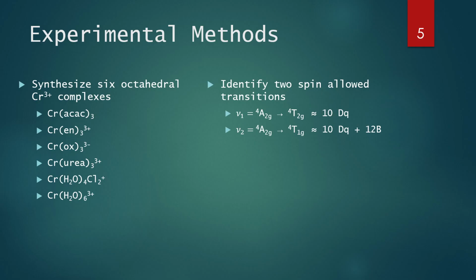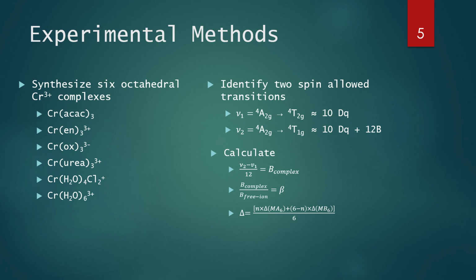Now, you might be wondering why the third one is left out. That is because it often falls into the UV region and is unresolvable. We can then calculate the Racah parameter for the complex using the following equation, and then we can compare it to the Racah parameter for the free ion, obtaining nephelauxetic parameter beta. For additional species that are not directly synthesized, we can use the rule of average environment to find species that we might find interesting, such as the hexachloro species.